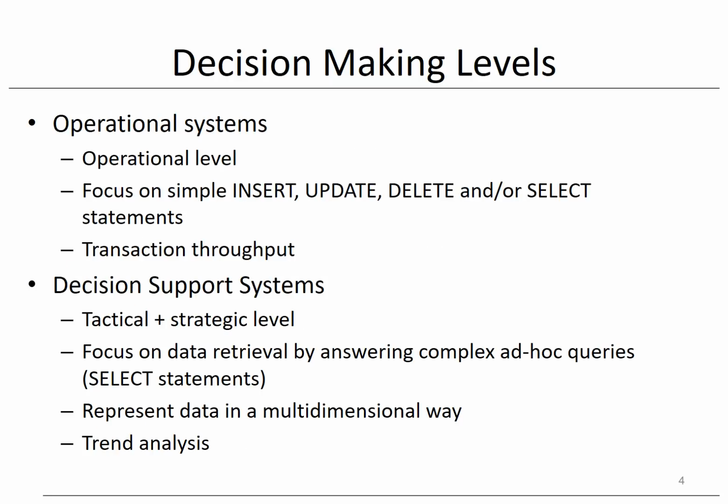Operational systems focus on simple insert, update, delete, and/or select statements and consider transaction throughput as one of the most important KPIs. The information systems needed at both the tactical and strategic level are often referred to as decision support systems, DSSs, since their primary aim is to provide information to support decisions either in the mid or long term. Those DSSs require other types of data manipulation than traditional operational systems.